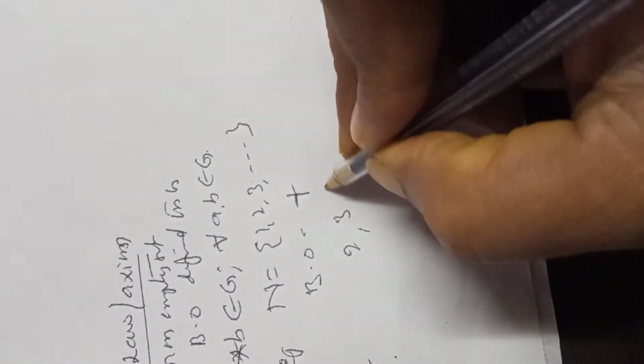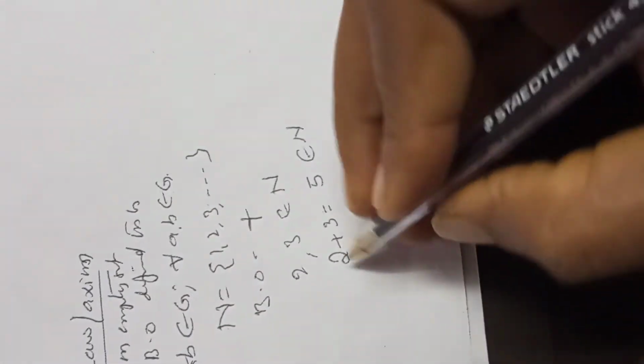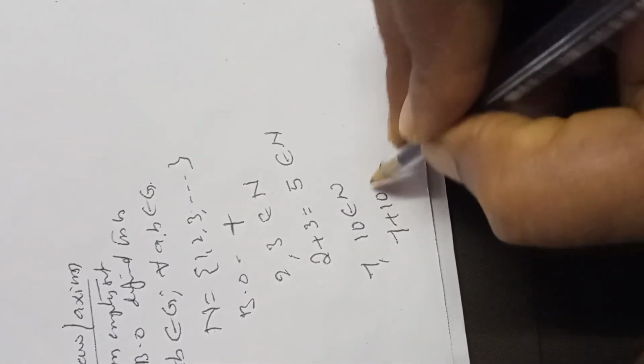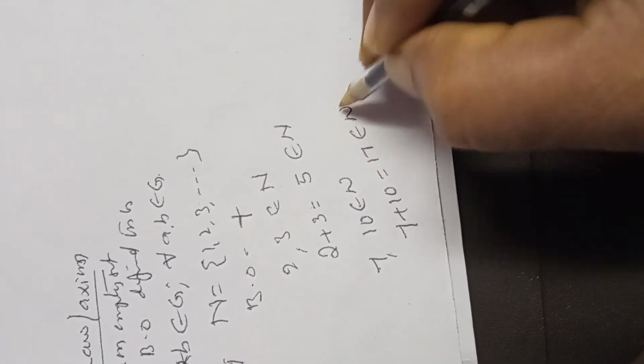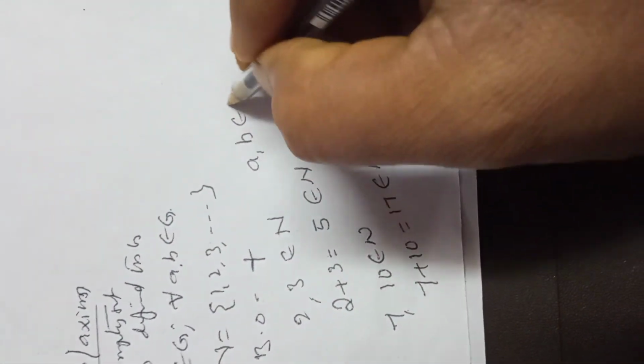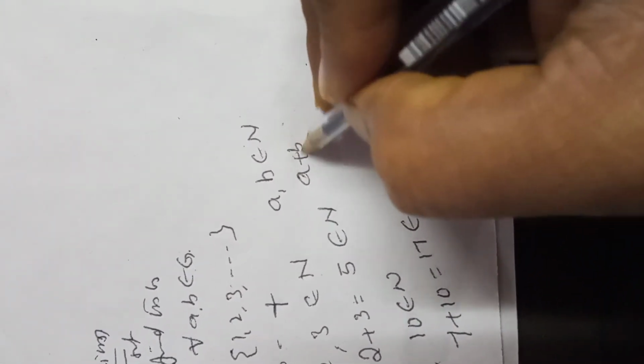What we have to do is pick any two elements, your wish. 2 and 3 belong to N. 2 plus 3, I have to find out. 2 plus 3 is 5. Whether 5 belongs to N or not? Yes. Another pair, I am taking 7, 10 belongs to natural numbers. 7 plus 10 is equal to 17, which belongs to N. Now you can generalize the case. A is a natural number, B is a natural number, belongs to N. This is the general case. A plus B, the sum of two natural numbers, is again a natural number and it belongs to N.